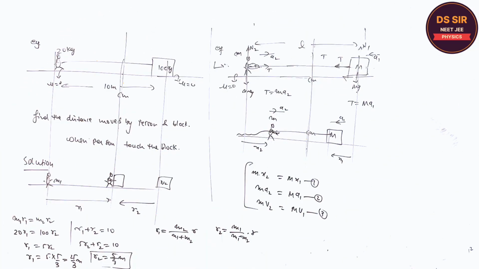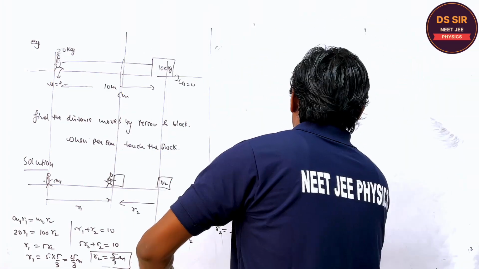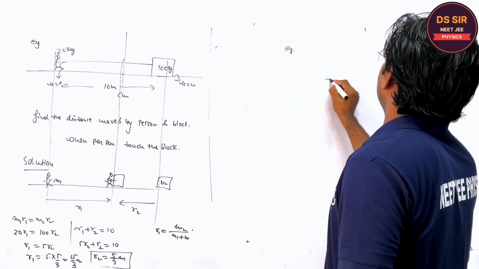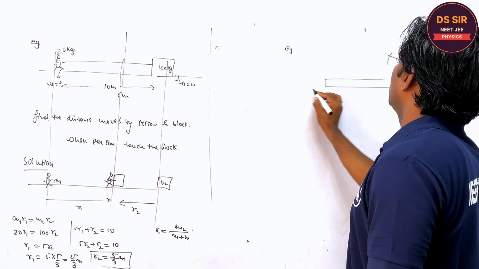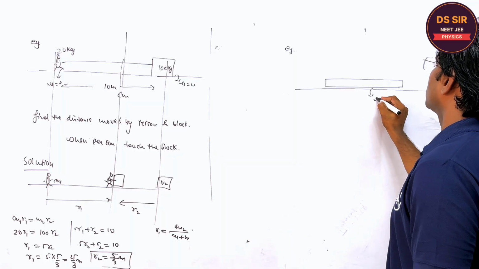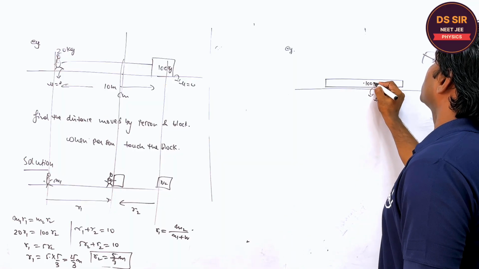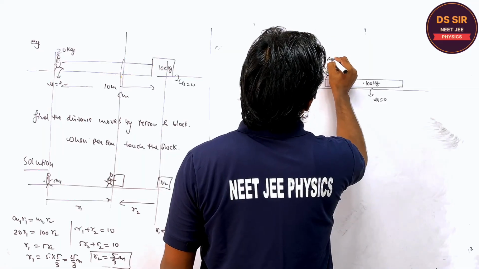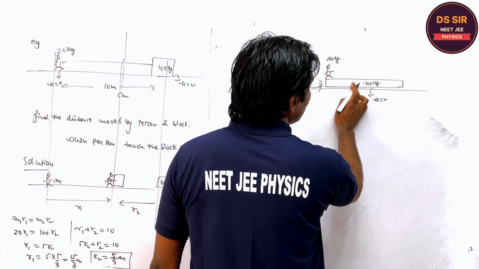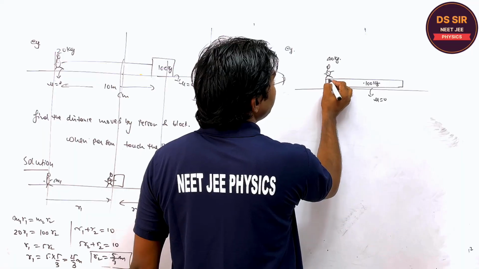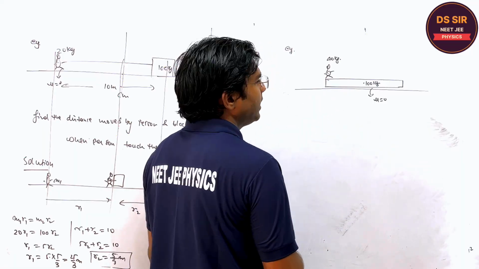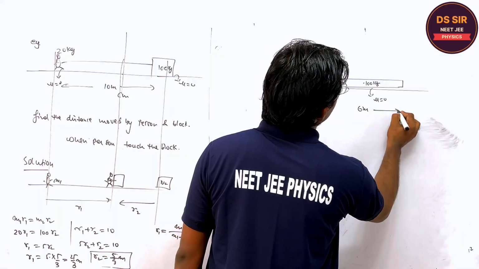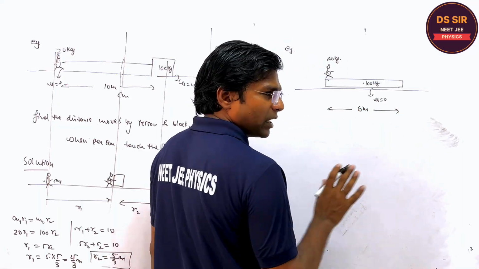Copy this. Listen to one thing. Now you tell me. For example, suppose there is a plank placed on a frictionless surface. It is 100 kg, suppose. And the person on it is 40 kg. There is no friction between the plank and the surface, but there is friction between the person and the plank. Suppose this is 5 meter. Suppose this is 6 meter. Are you getting or not?